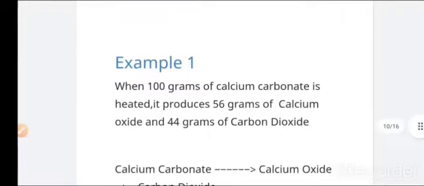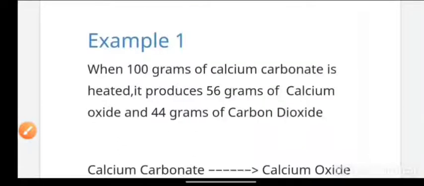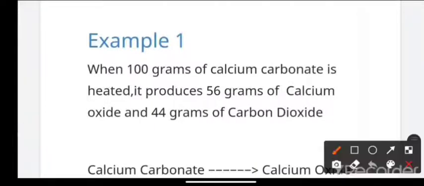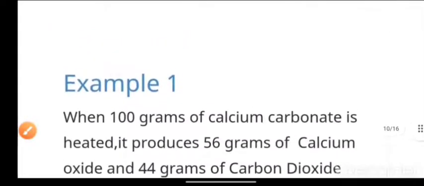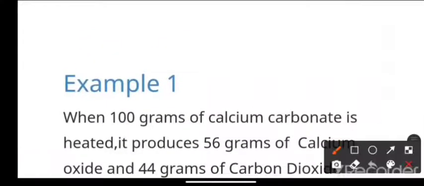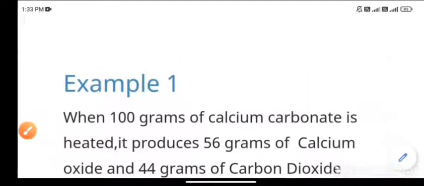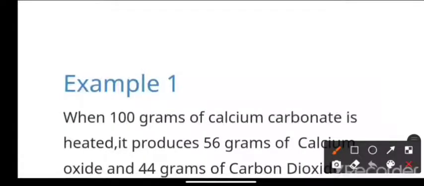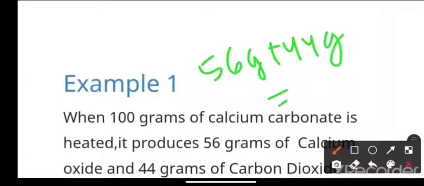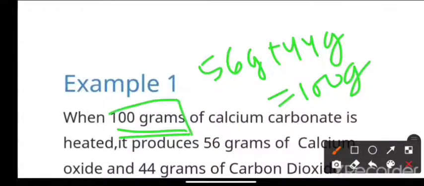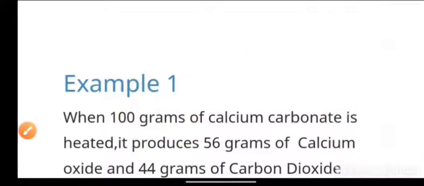Let's take an example. When 100 gram of calcium carbonate is heated, it produces 56 gram of calcium oxide and 44 gram of carbon dioxide. That means on the reactant side the weight is 100 gram, and on the product side it is 56 gram plus 44 gram. That means the answer is 100 gram. On the reactant side also 100 gram. That means the mass of the reactant is equal to the mass of the product.